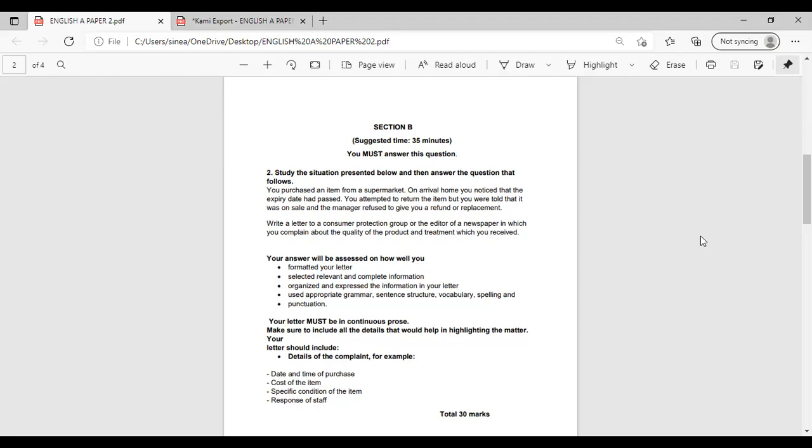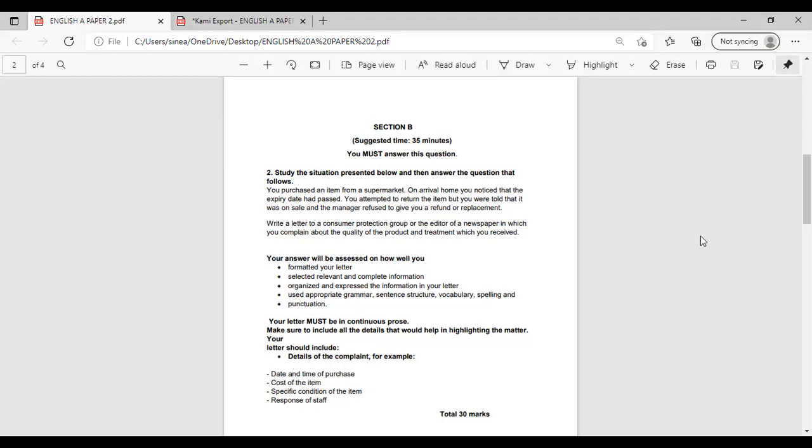All right, so your answer will be assessed on how well you formatted your letter, selected relevant and complete information, organized and expressed the information in your letter, and your use of appropriate grammar, sentence structure, vocabulary, spelling, and punctuation. Your letter must be in continuous prose. Make sure to include all the details that would help in highlighting the matter. Your letter should include details of the complaint, for example, the date and time of purchase, cost of the item, specific conditions of the item, and response of staff.